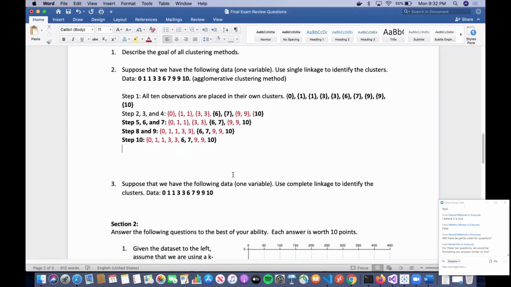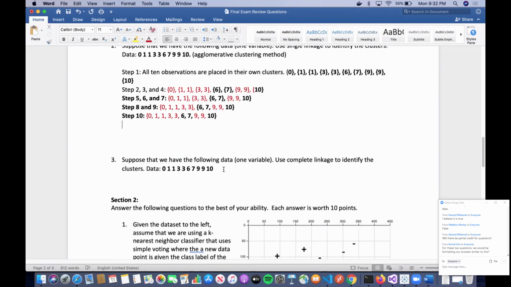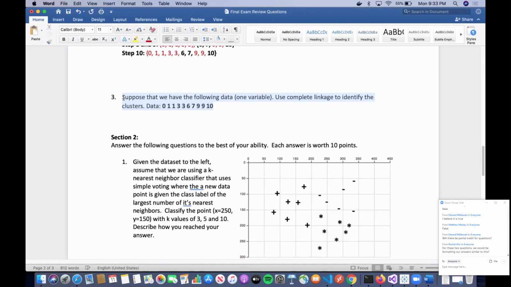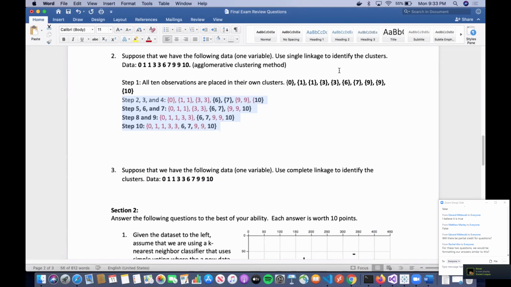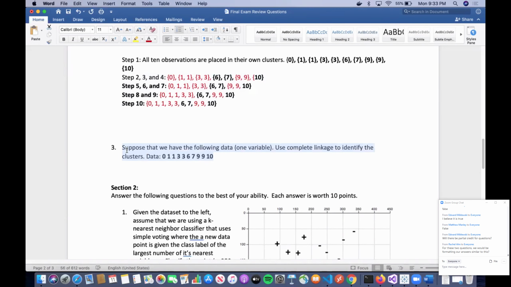The next question says, suppose we have the same data set, but we want to do this using the complete linkage. What will be our approach? Our approach would be the farthest apart instead of the closest. Any questions? I'm not going to give the answer to that, but using this as an example and knowing the difference between the single linkage and the complete linkage, I think you can solve this.